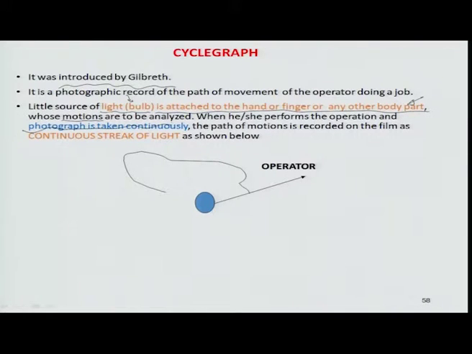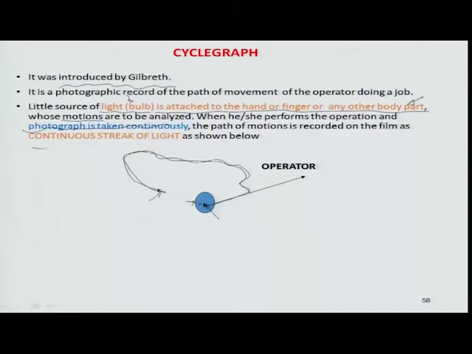So basically you see this is a small source of light, and this light is actually going through this path as the operator executes the whole task. And so you can actually get a very good idea about the time scales associated with such a task as the motion completes from one such snapshot to the other snapshot.